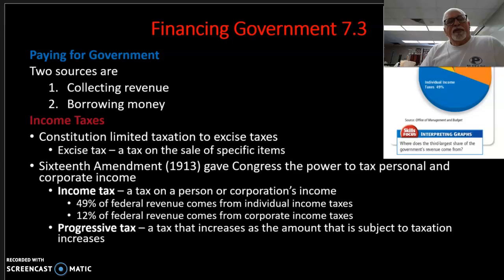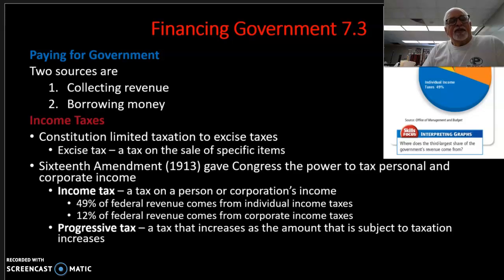The Constitution limited taxation initially to excise tax. That was a tax on a specific good, and income taxes were against the law. However, with the 16th Amendment passed in 1913, Congress was given the power to tax personal and corporate income, and so was born the income tax. Income tax is defined as a tax on a person or corporation's income, and 49% of federal revenue comes from individual income taxes. 12% of federal revenue comes from corporate income taxes that are paid by companies.